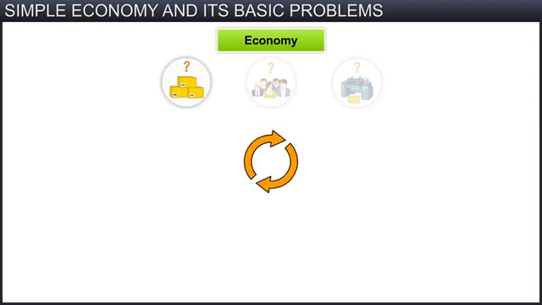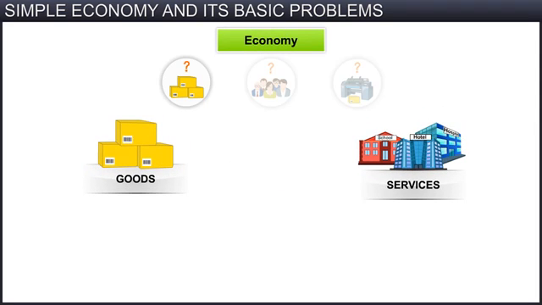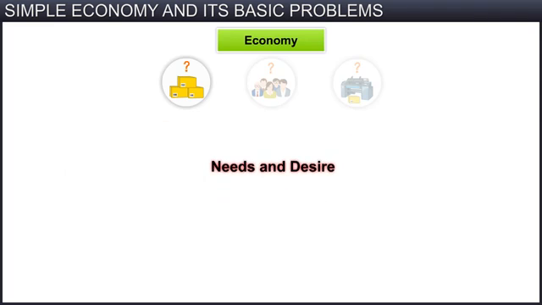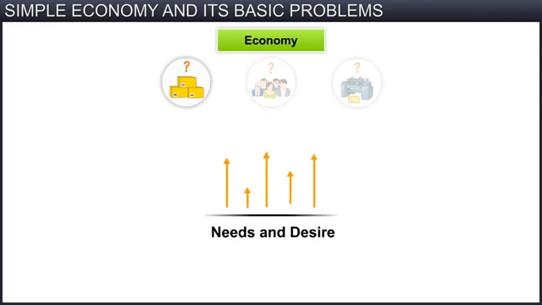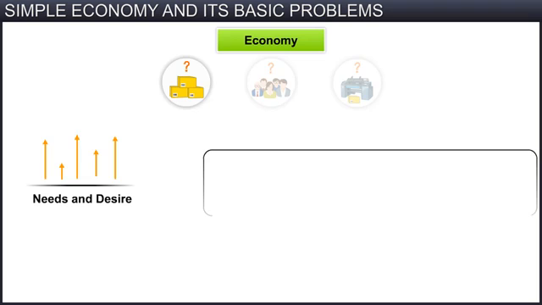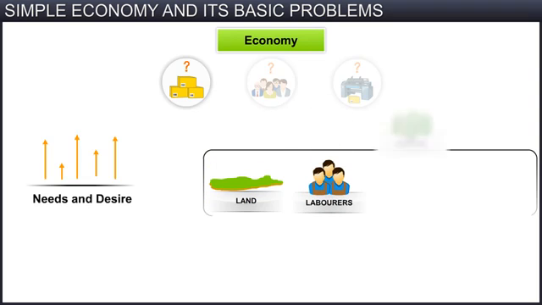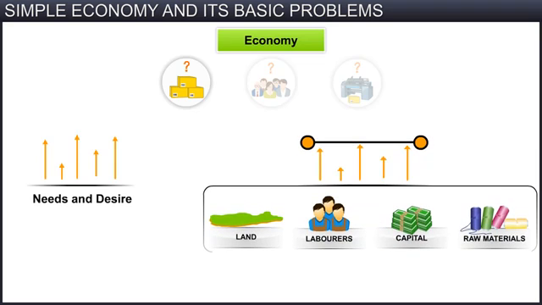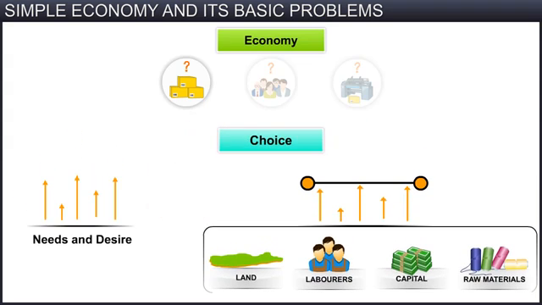An economy produces goods and services to satisfy the needs of its people. As we have seen, these needs are infinite. However, resources such as land, labour, capital, and raw materials are limited. So, this mismatch of limited resources and unlimited human requirements creates the problem of choice. That is, what and how much to produce.